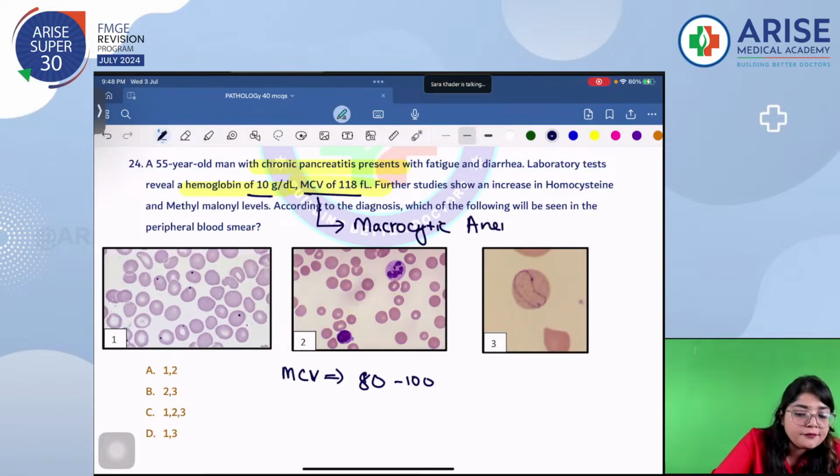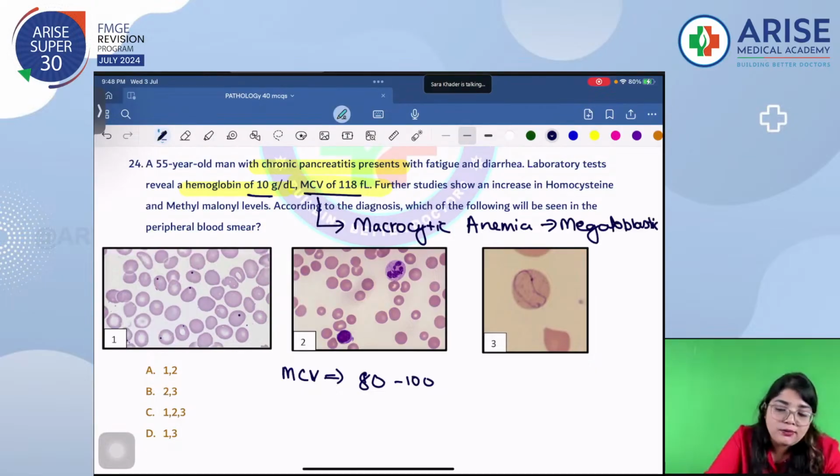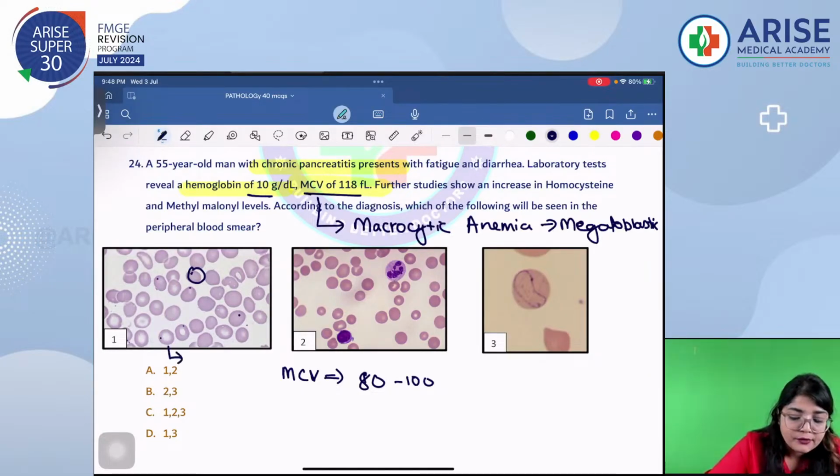And one special form of macrocytic anemia is megaloblastic anemia, right? Megaloblastic anemia can present with the presence of this dot here with the DNA remnant, that is your Howell-Jolly body.